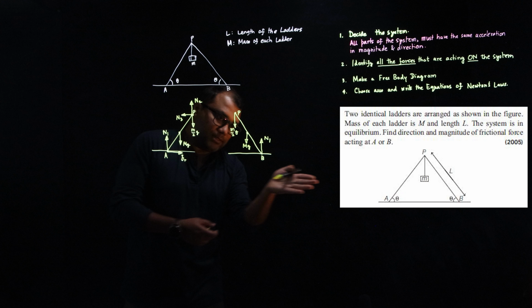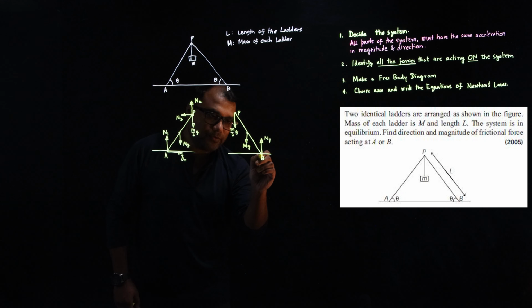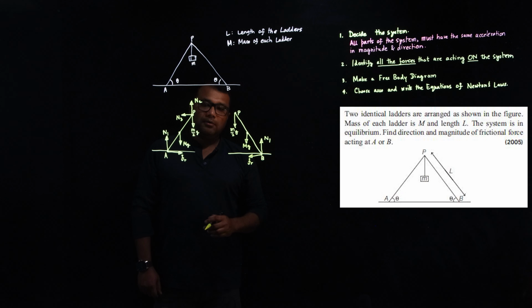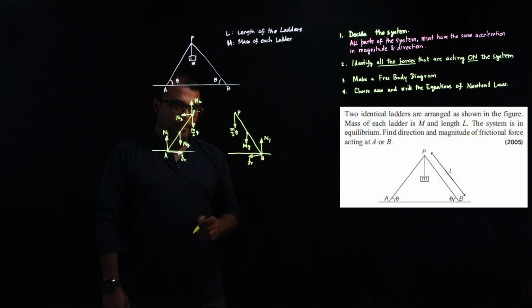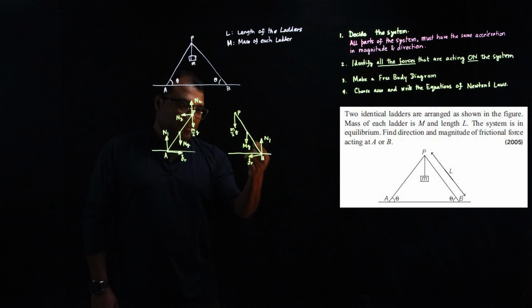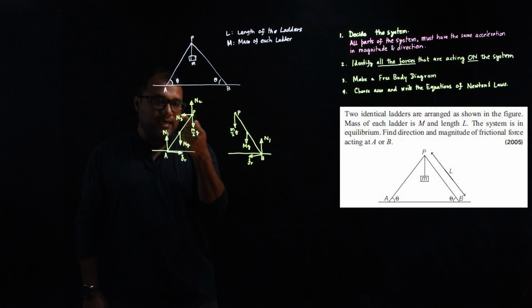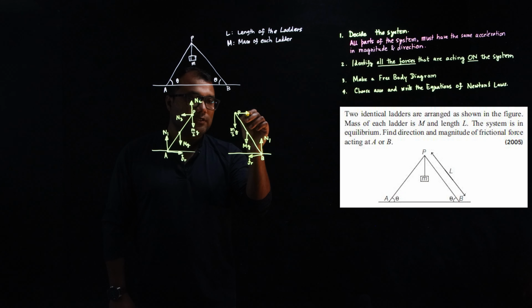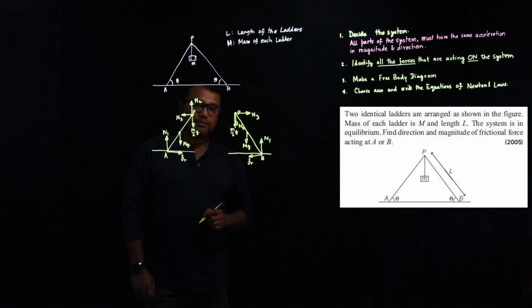Now this one is trying to slide outside, so the frictional force will be this side. This frictional force also will probably be the same. Now, if ladder PB exerts N3 on AP, then this will be opposite in direction, N3. Similarly, N2 will be in the downward direction. That's the only difference. Okay.